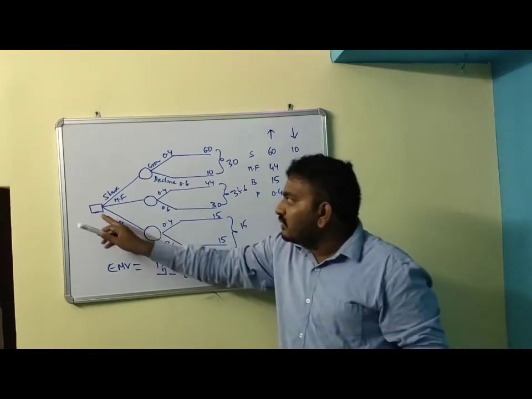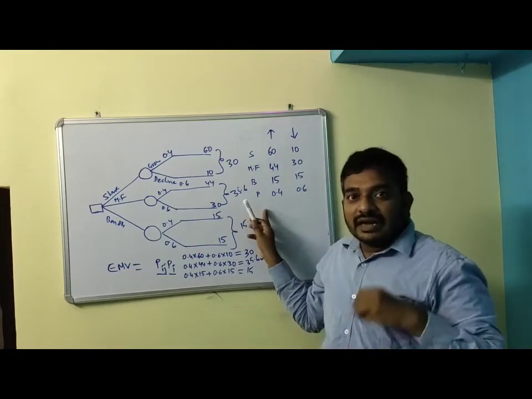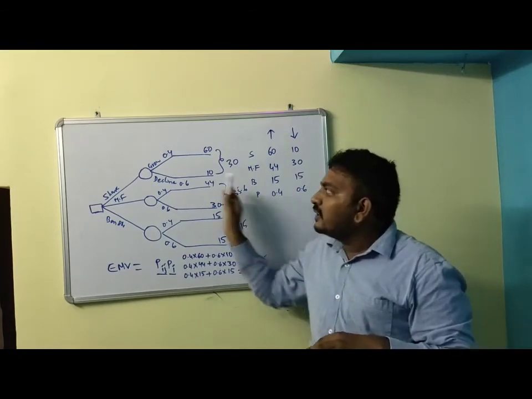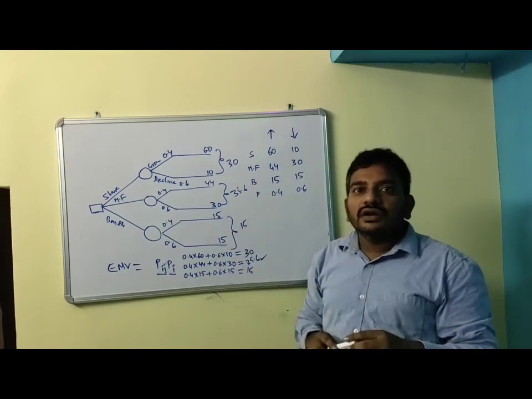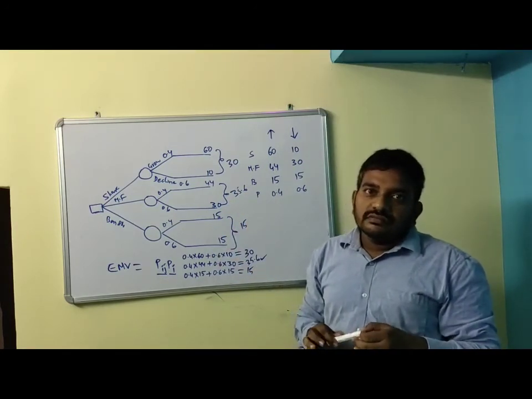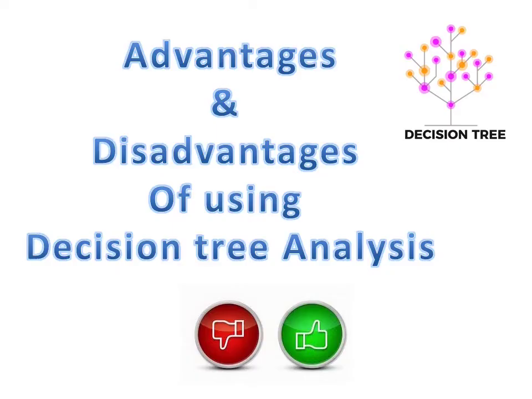That's a left to right approach, then a right to left approach. Left to right, we represented and constructed the decision tree. From right to left, we calculated the EMV values of the decision alternatives, profit or loss.